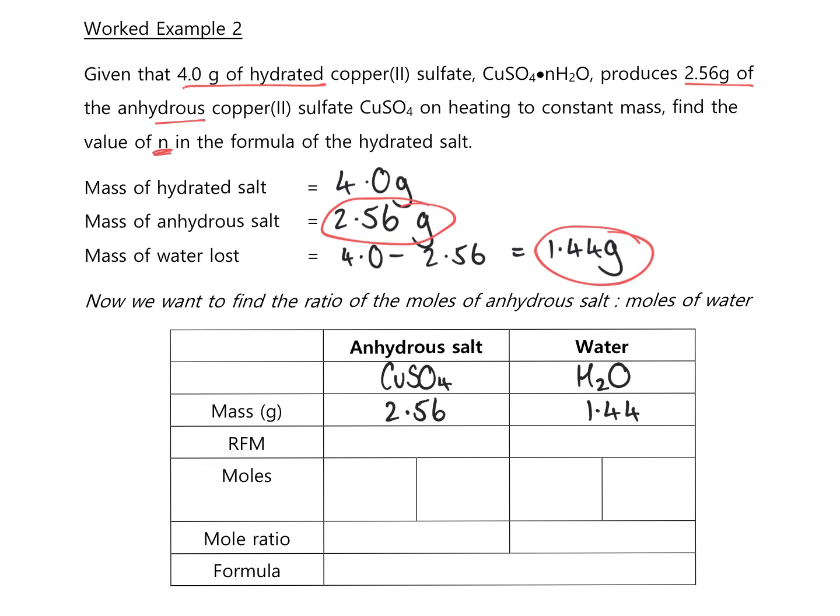The RFM of each of those: the relative atomic mass of copper is 64, plus your 32 from sulfur, plus your 4 oxygens, gives you an RFM of 160. And then for water, that gives you an RFM of 18. How do we work out our moles then? We're doing mass over RFM. So for copper sulfate, that's 2.56 divided by 160. And that will give you 0.016. So again, do this along in your calculator with me if you can.